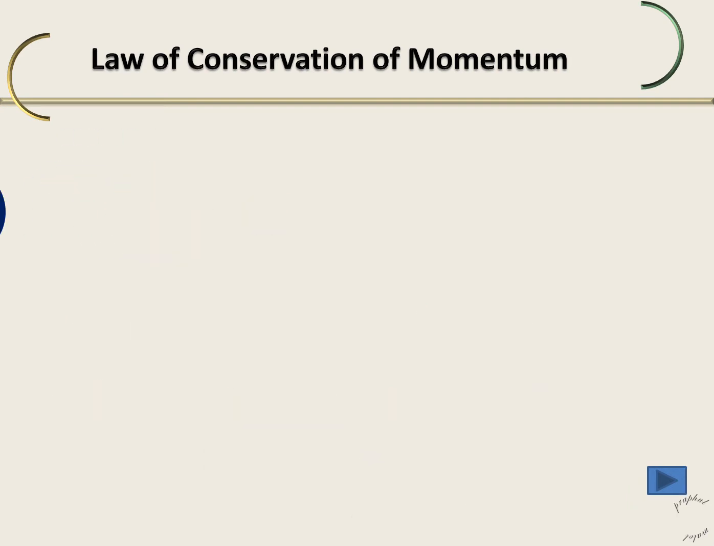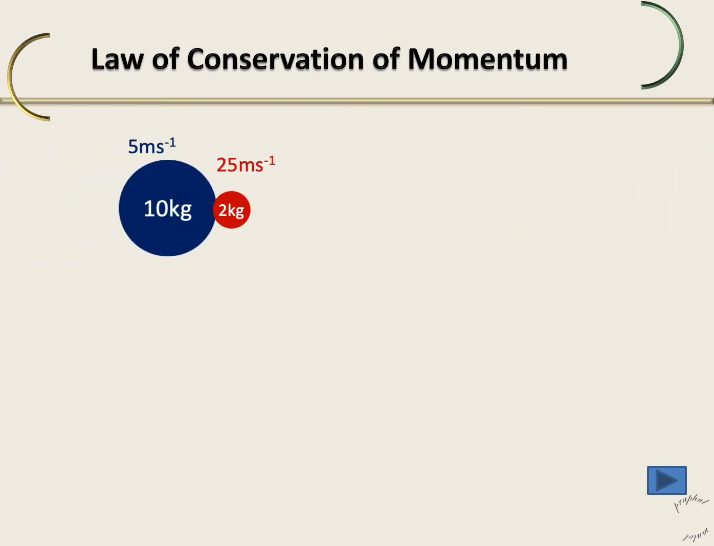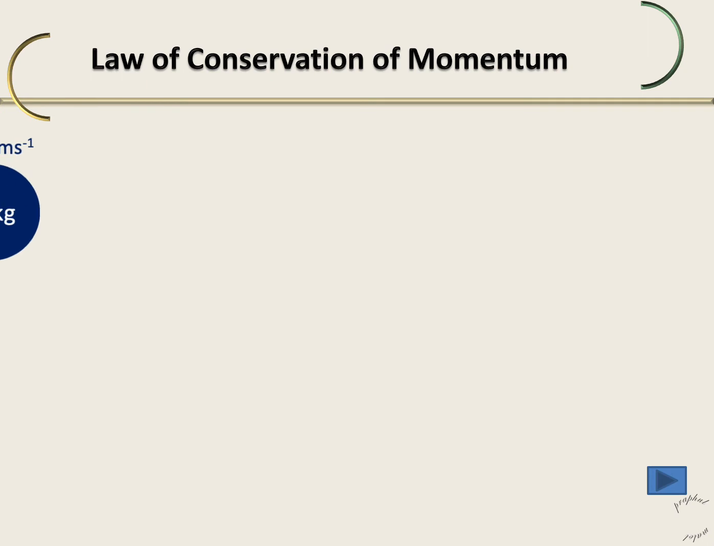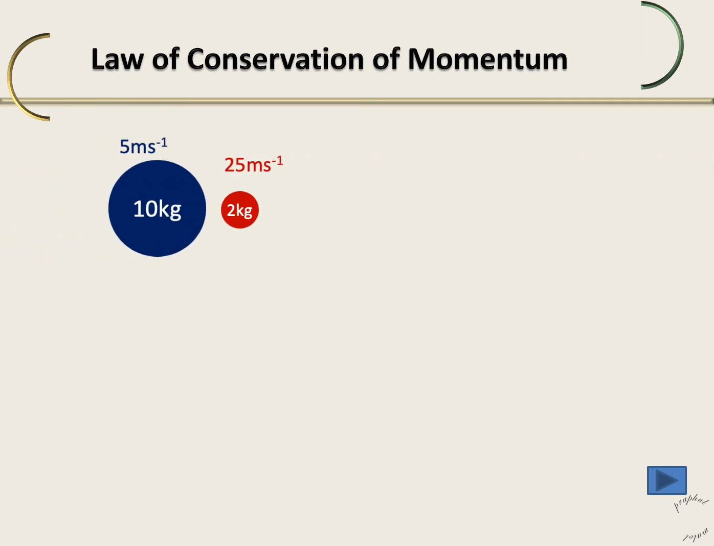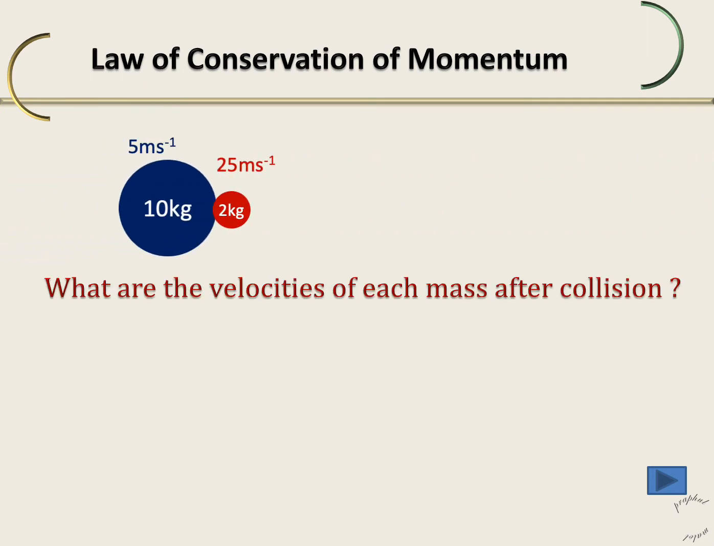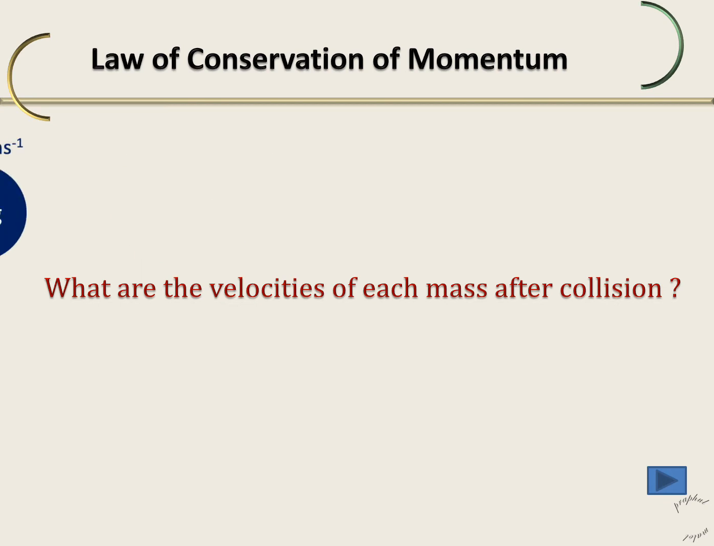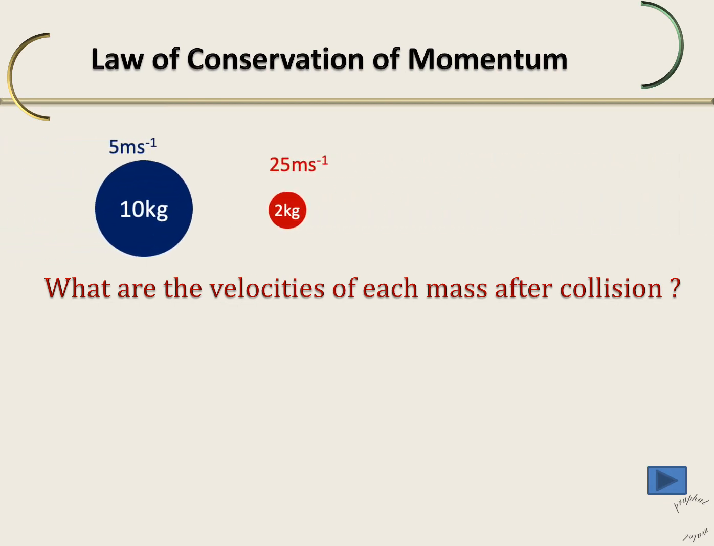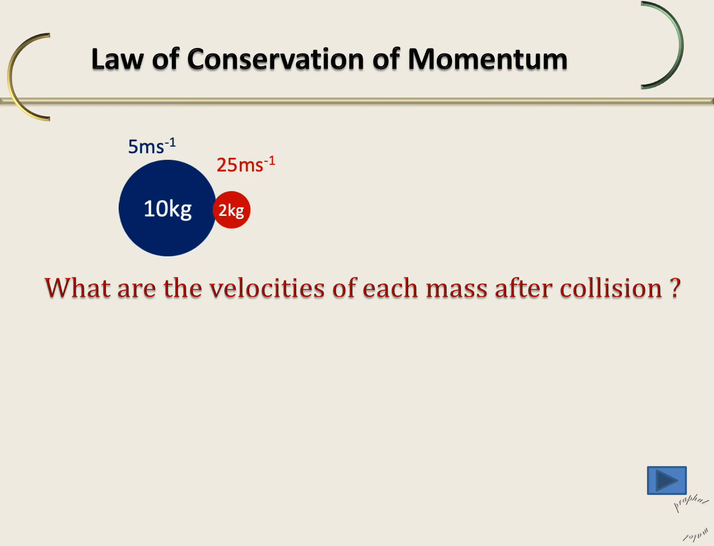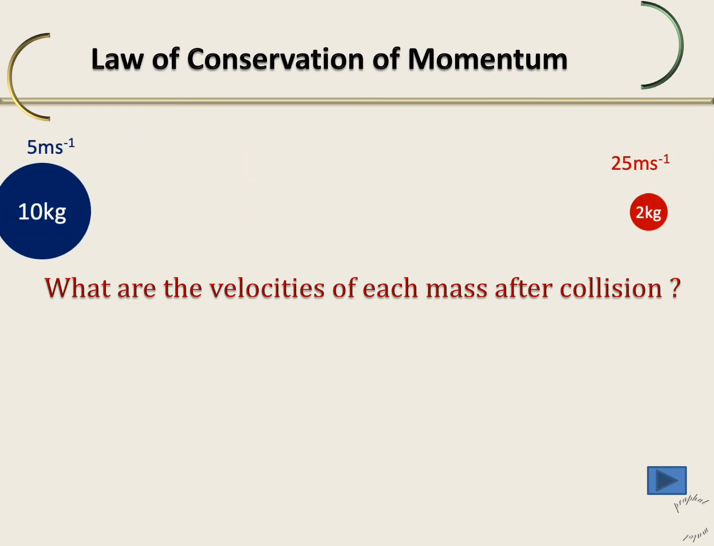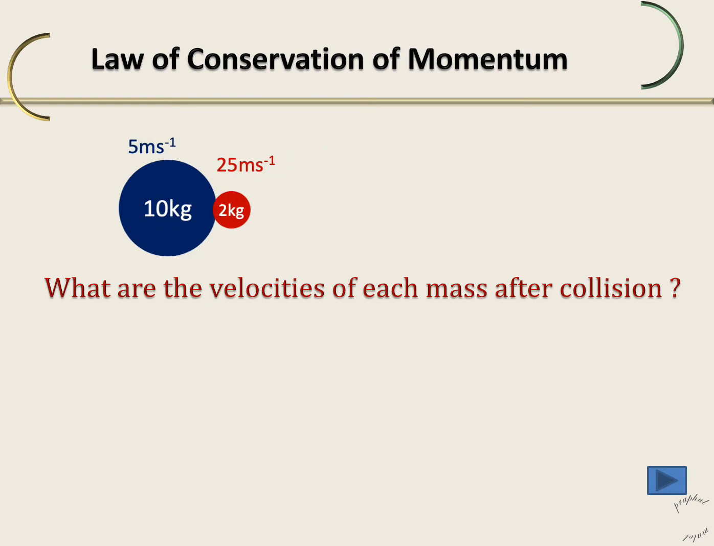Now let's see another example. This time the masses are coming from opposite directions and colliding. So the question is, what will be the velocities of each body after collision? The velocities are given before, and the masses are also given. What will be the velocities of the bodies after collision?